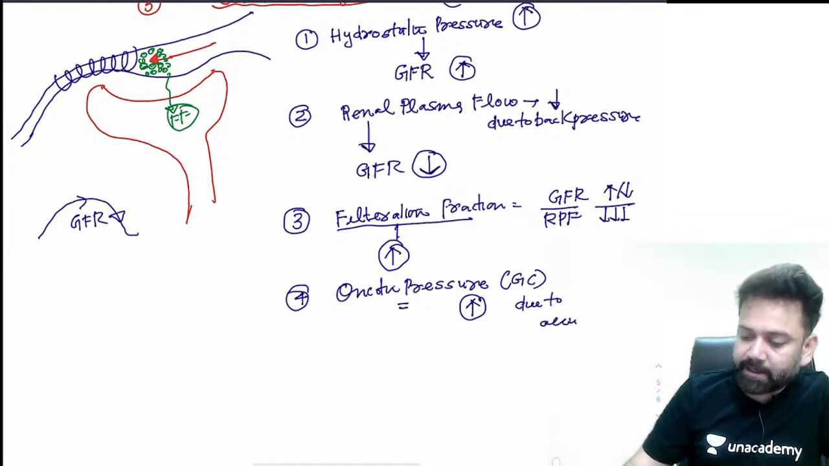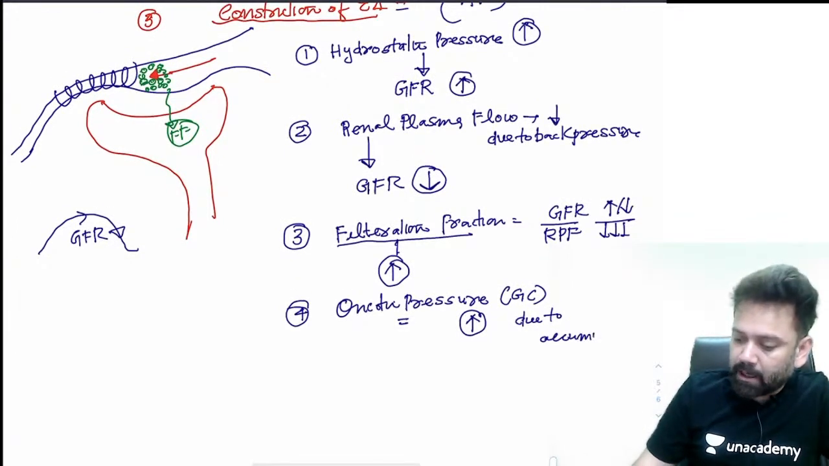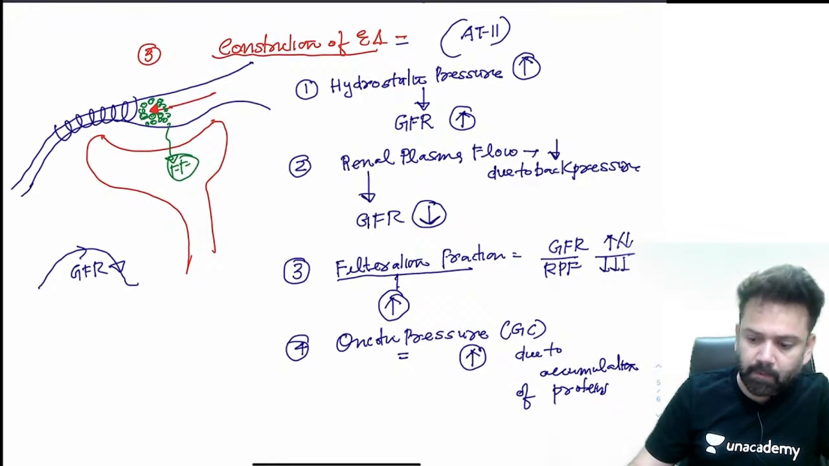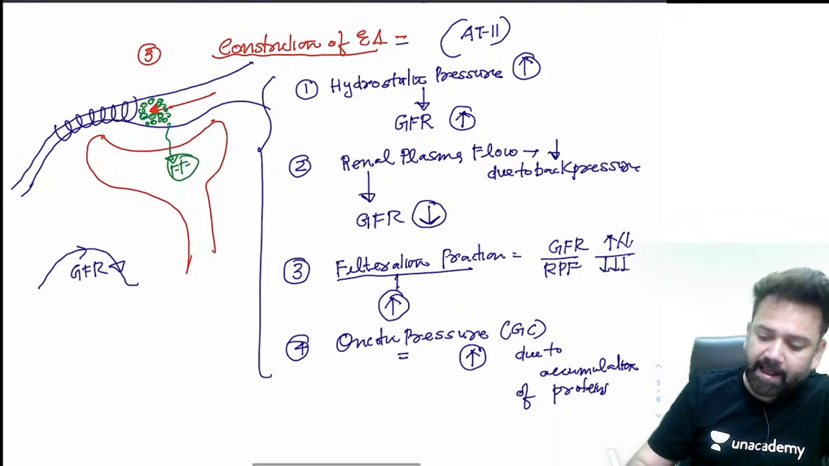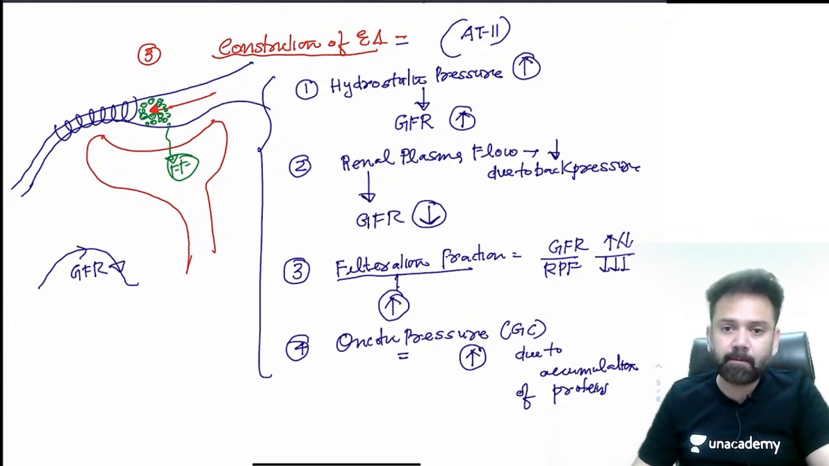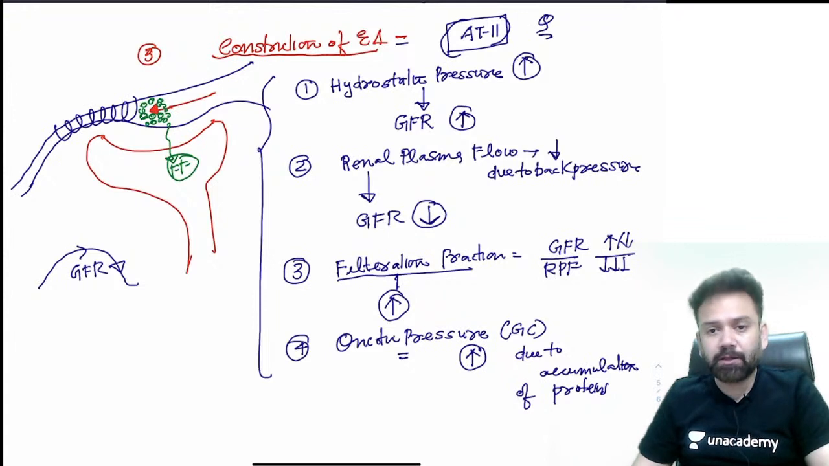Please write every word. Every word has been asked in your so many examinations. Due to accumulation of the proteins. Every aspect of this has been asked in your viva voce, in your MBBS and in your PG examination. So whenever there is constriction of the efferent arteriole, it is done by whom? It is done by angiotensin II.